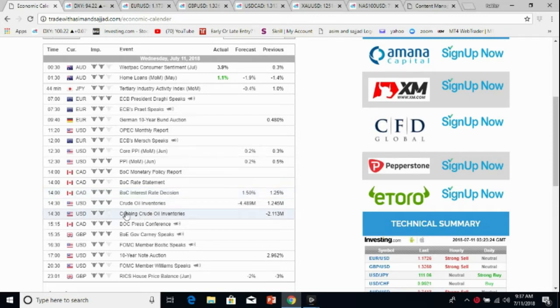For the US dollar, we then have crude oil inventory. Even this news can affect Canadian pairs. And then at the end, the Bank of Canada press conference, and Bank of England's Carney will also speak. So it's a very big day, with lots of volatility in the market. Just make sure you are there to catch these moments.